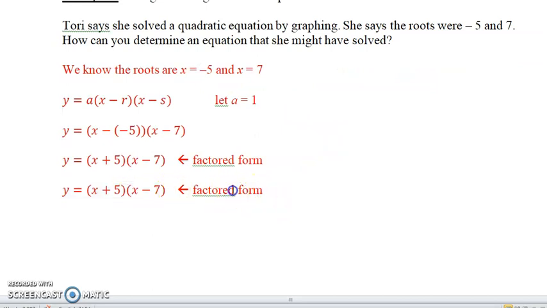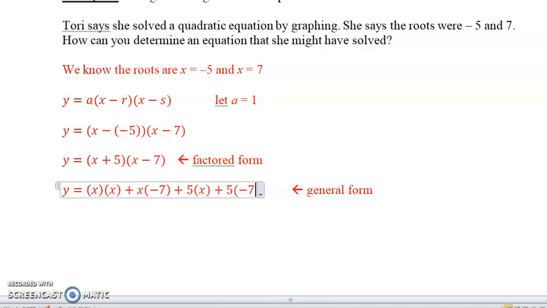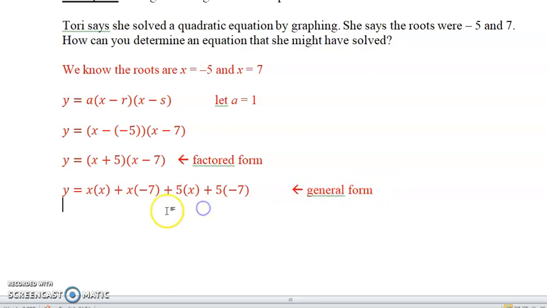So to get the general form, or standard form, okay, and we're just going to multiply this. So we have x times x plus x times -7 plus 5 times x plus 5 times -7. So that's what we did in grade 10. We're using what's called the distributive property to get the general form. Clean it up.